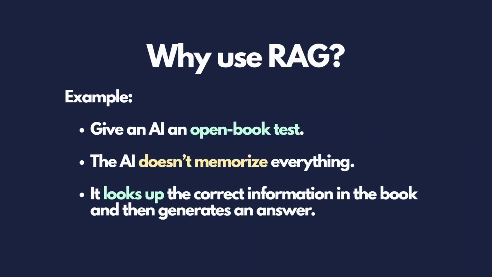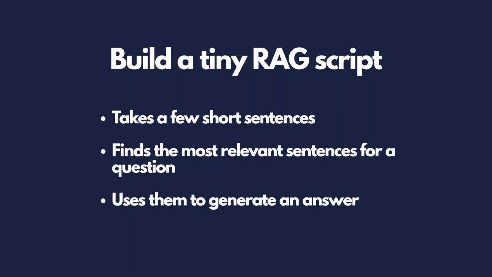Before we look at the code, let's quickly understand why people even use RAG. Think of RAG like giving an AI an open book test. The AI doesn't memorize everything. Instead, it looks up the correct information in the book and then generates an answer. The goal for this video is simple. Build a tiny RAG script that takes a few short sentences, then finds the most relevant sentences for a question, and then uses those sentences to generate an answer.